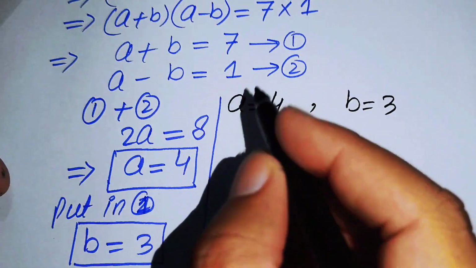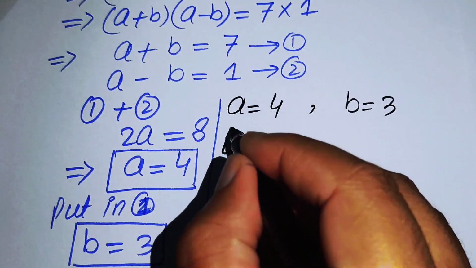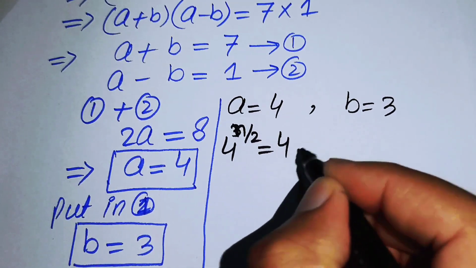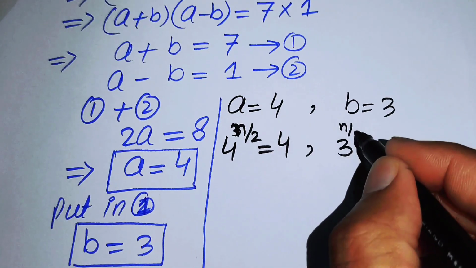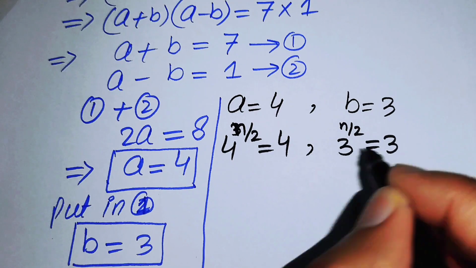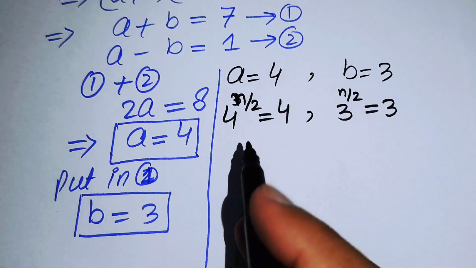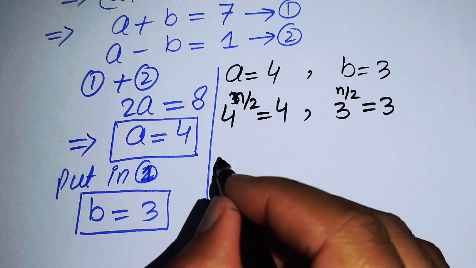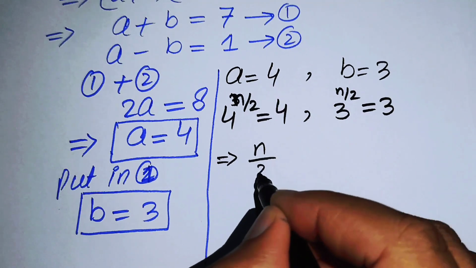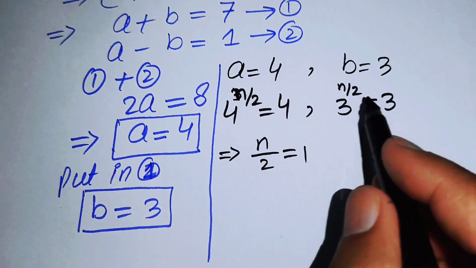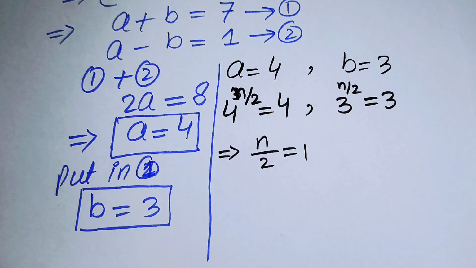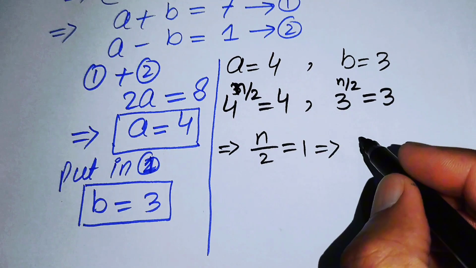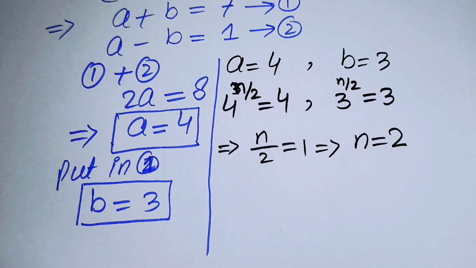So we can put both of these values here and you get 4 to the power of n over 2 is equal to 4 and 3 to the power of n over 2 is equal to 3. Now you can compare both sides, and you see that n over 2 is equal to 1. Similarly, in both cases you get n over 2 is equal to 1. And finally you can say that the value of n is equal to 2.